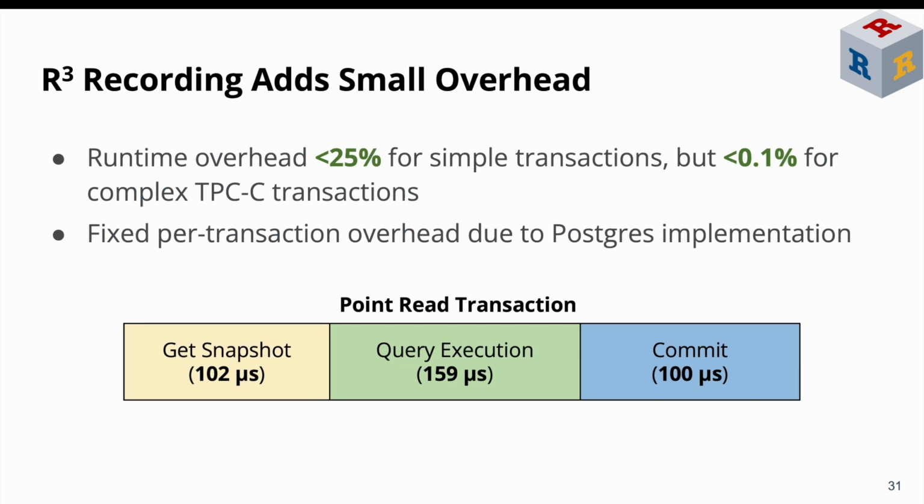So we found that R-Cubed recording adds small overhead. The performance overhead is less than 25% for point queries, but the overhead is less than 0.1% for complex transactions like in TPCC. We find the main overhead is to use a separate query to get the transaction snapshot information from Postgres, which causes a 100 microsecond overhead per transaction.